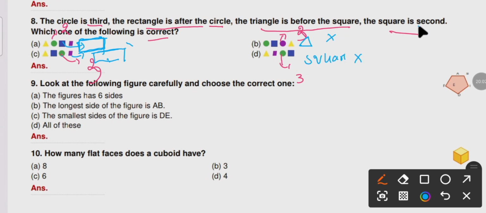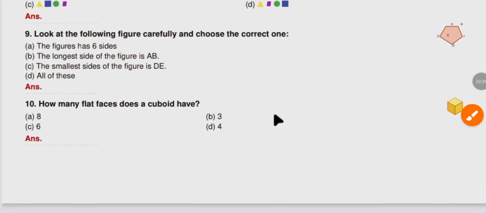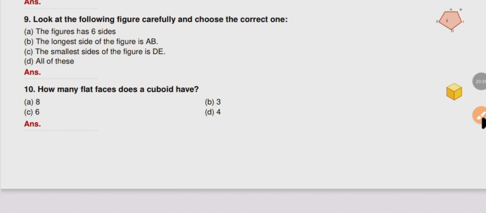Now next, the square is second, means the square is present at second position. So these both options are wrong. Now we have to find the correct answer from these two options. In C option, the square is in second position. And in D option, the square is present at fourth position. So this is wrong. So the right option is C option. Now go through to the next question.